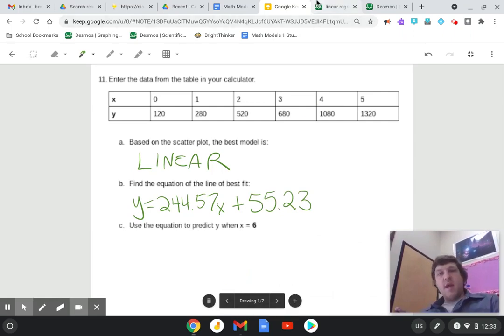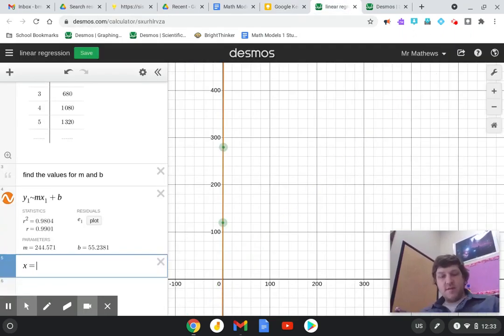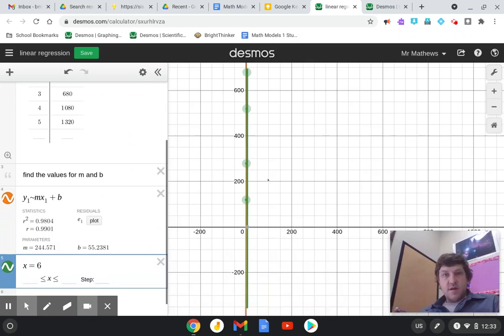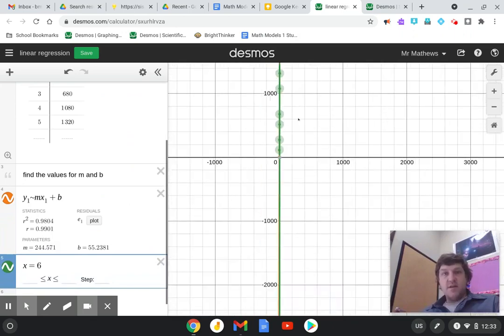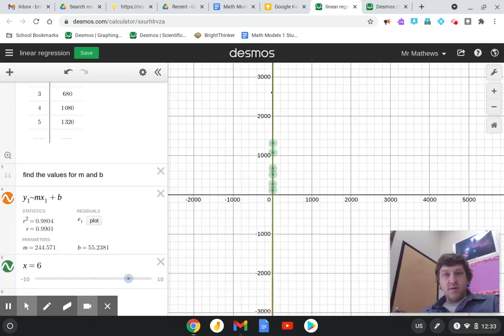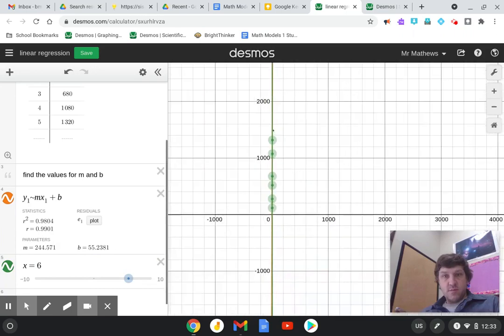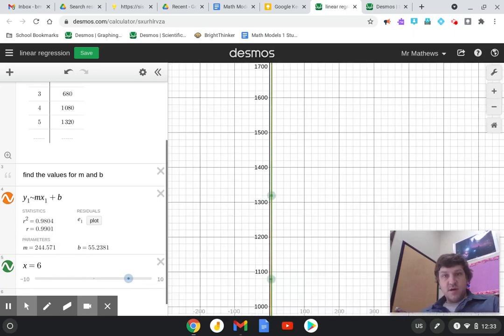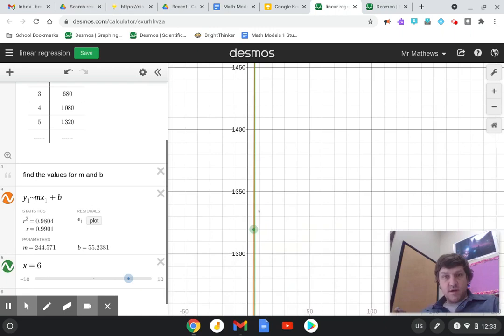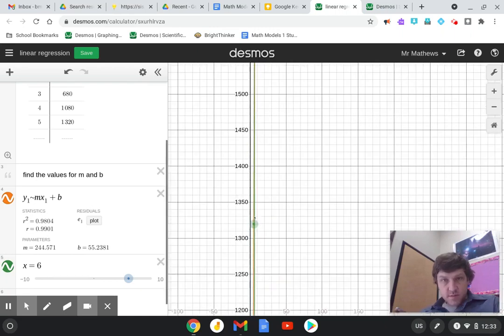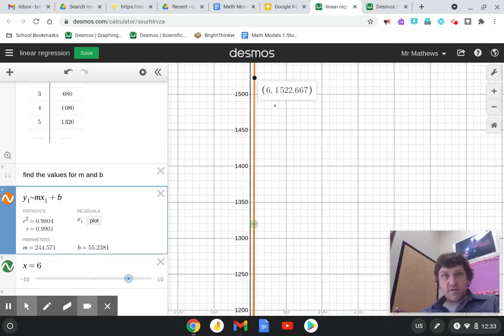And then we want to know what happens when x equals 6. Go over here, x equals 6. I'm going to zoom way out until I see that intersection point. It's going to be somewhere up here. This is a bit of a difficult one here. There it is.